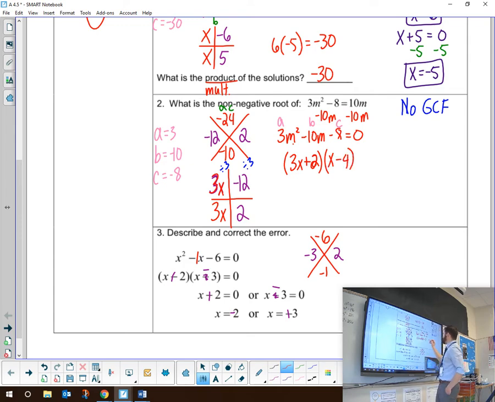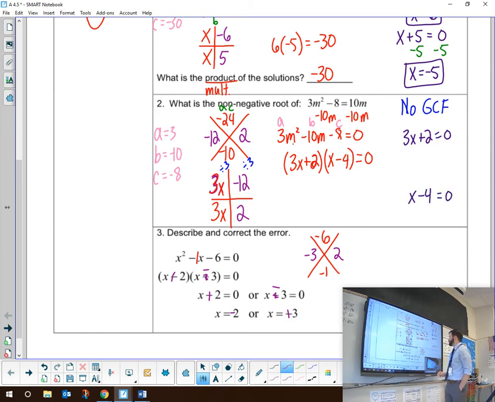Now these are my factors, but we have to remember that they are set equal to 0. We found the factors so that I can find my answers. Because of the zero product property, we can set both of my factors equal to 0 and solve each one of them. So I'm going to take 3x plus 2 and set that equal to 0, and then I'm going to take my x minus 4 and set that equal to 0.